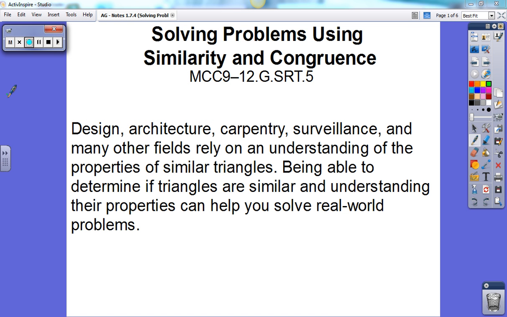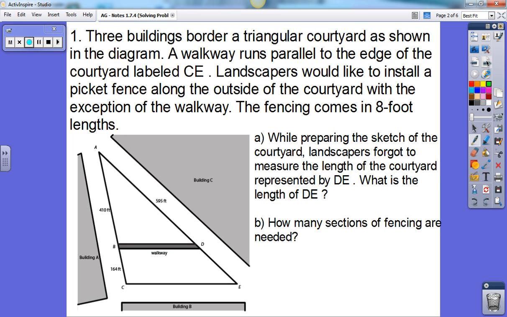In previous lessons, we've looked a lot at similarity and congruence in isolation, and now we're going to look at both of them together, but also looking at some more real-world type problems. So the first one we're going to look at is a triangular courtyard.